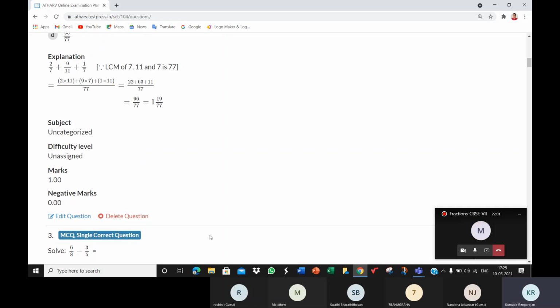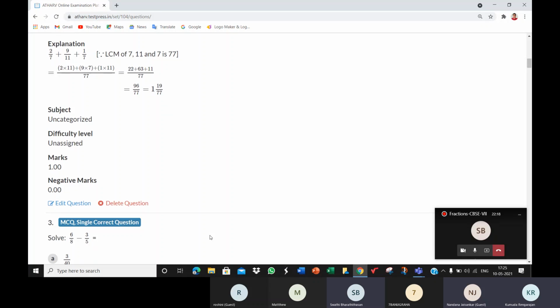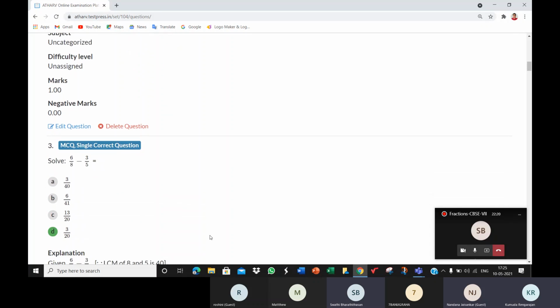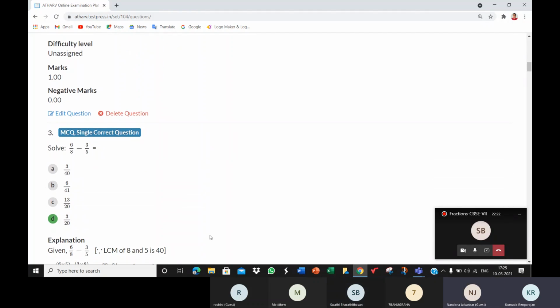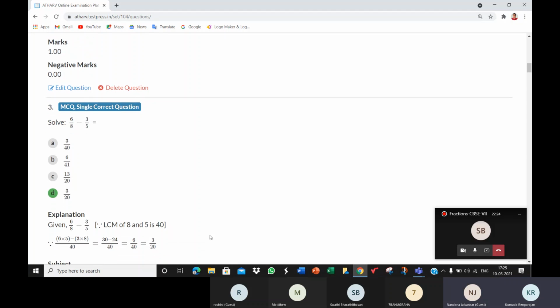What's the first step, children? How do we subtract 6 by 8 minus 3 by 5? Are they like fractions? No, ma'am, so we have to find the LCM of both of them. What is the LCM of 8 and 5? Ma'am, 40 is the LCM of 8 and 5. Yes, 40 is the LCM. So let's see the answer.